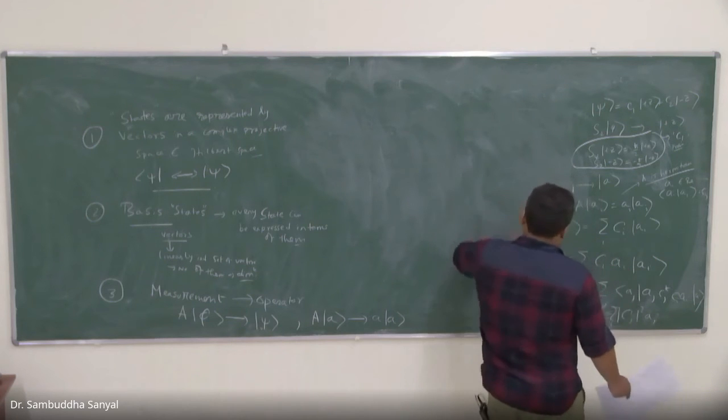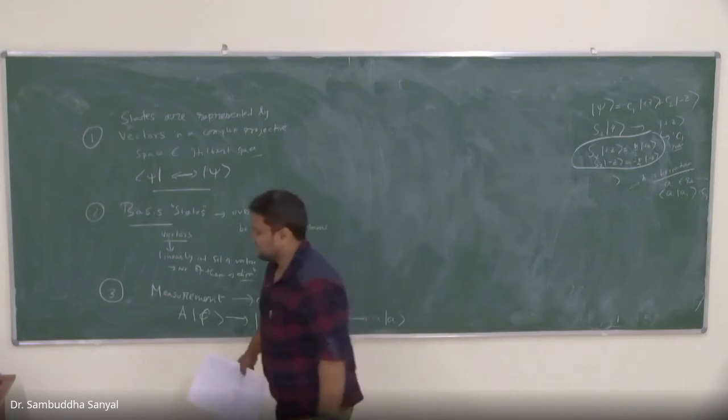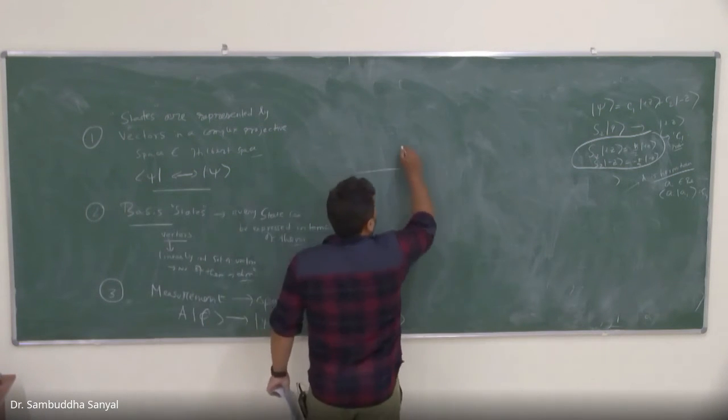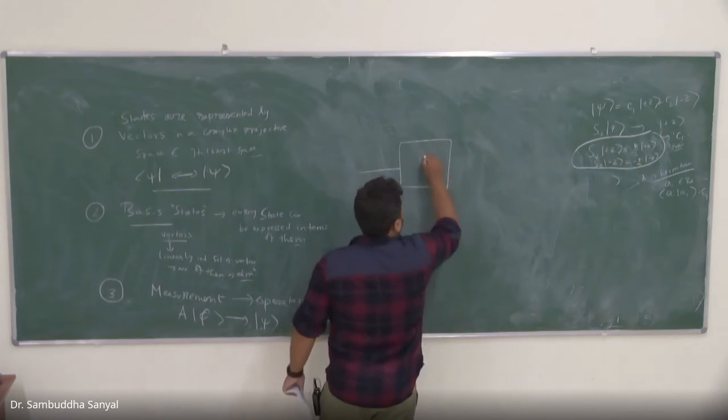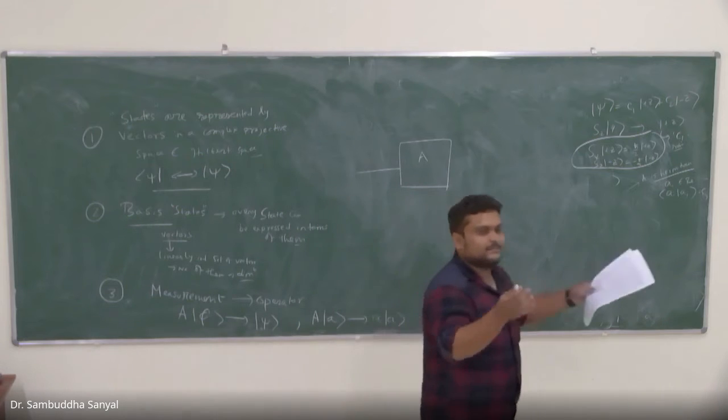So it's very important that you get that fully. That means what I'm trying to say is that I have a device which measures the operator A, which measures something that I represent by the operator A.